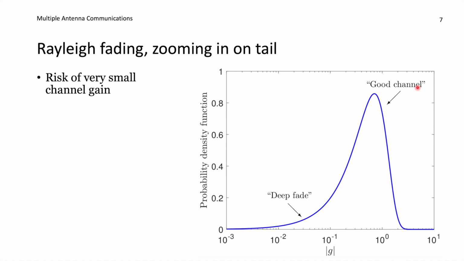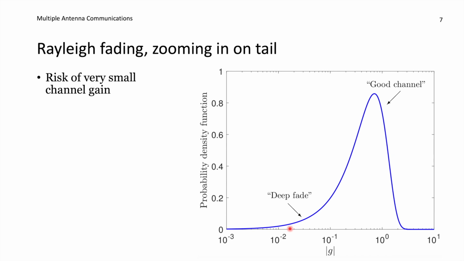And when that happens, we have a fairly good channel, but there is a probability of being down at a very small number. Being below 0.1 happens 20% of the time, and being below 0.01 happens with a few percent of the realizations. And when this happens, we say that the channel is in deep fade.